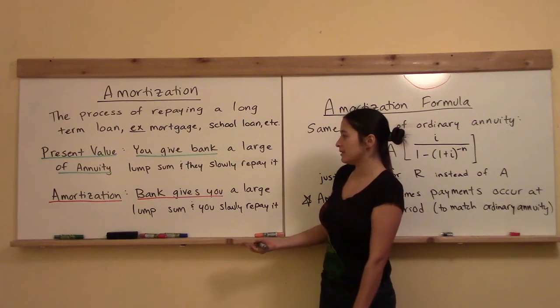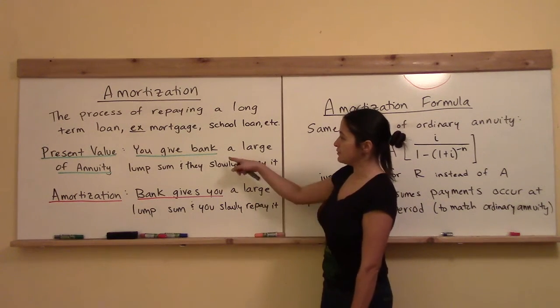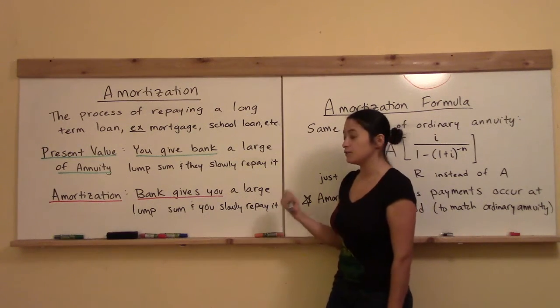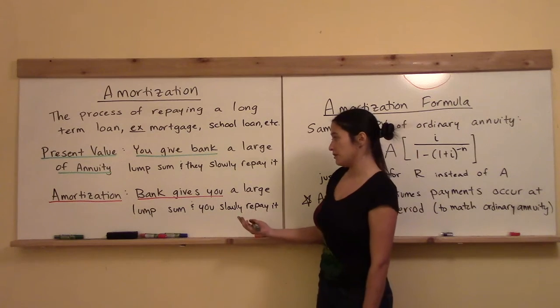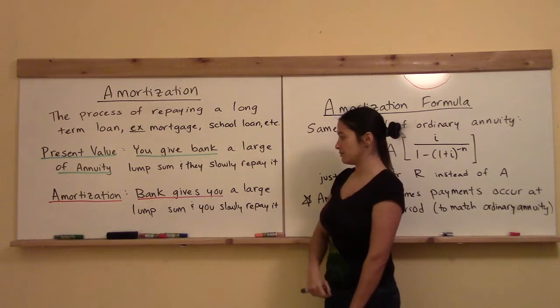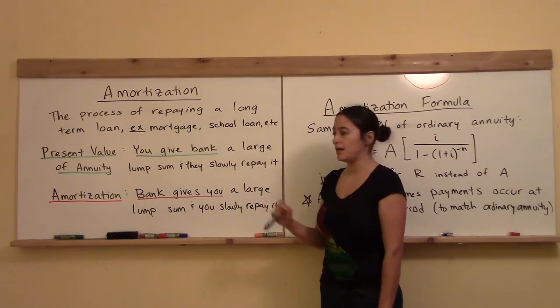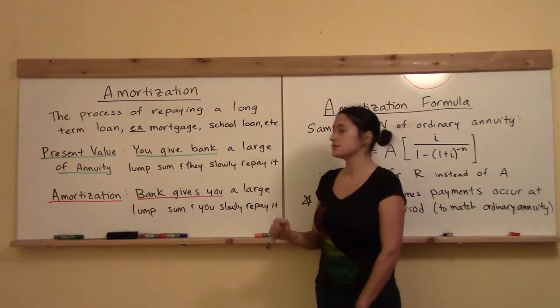Okay, so let's think about this the other way around. Instead of you giving the bank a large lump sum, what's more common earlier in life is that you need a large lump sum. So you go to the bank and the bank gives you a large lump sum of money, and then you're stuck in the situation of slowly having to pay it back to them. That's called amortization.